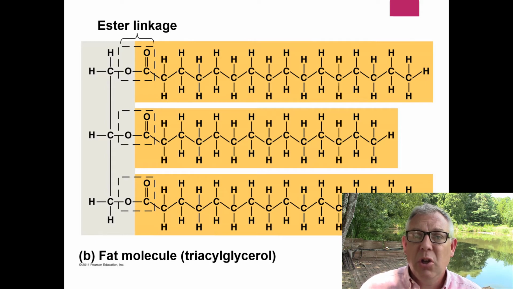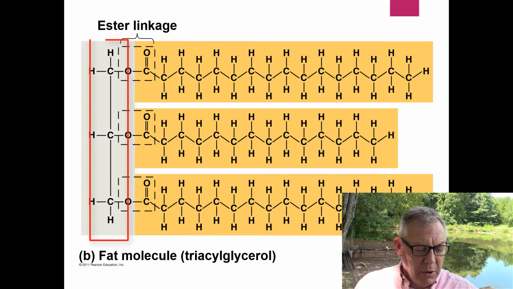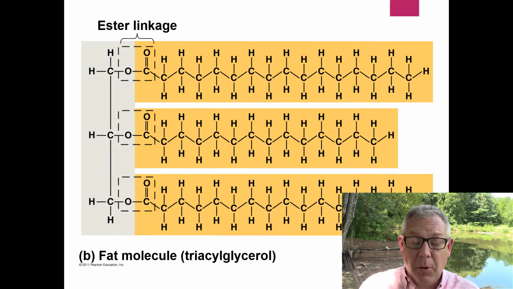We won't get into too many details here, but I'll point out the things that I want you to notice. Notice on the left here, in the kind of shaded tan or gray, you've got a 3-carbon molecule. That's called a glycerol. So you see you've got 3 carbons connected to each other on the far left.